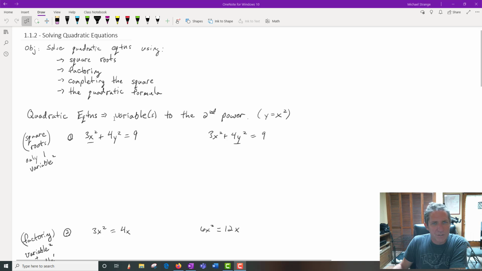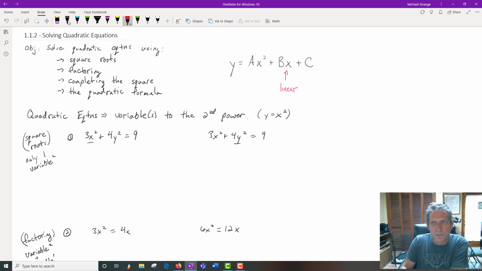Now, quadratic equations in general are when we have a variable to the second power. For instance, y equals x squared. There's also a general form, which would be y is ax squared plus bx plus c. I might be using some verbiage in here. This is called the linear term. Why is it linear? Because it's to the first power. This would be our quadratic term. Why is it quadratic? Because it's the second power. And since there's no variable on this one, that's called the constant term.